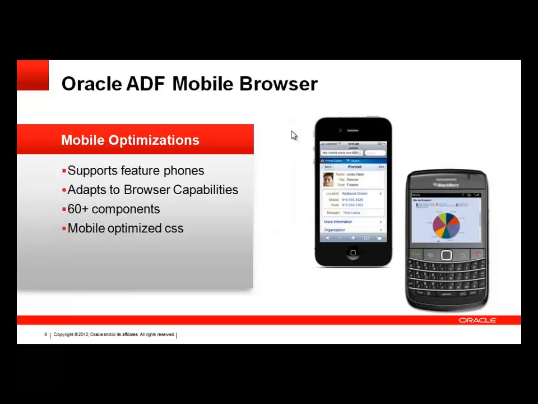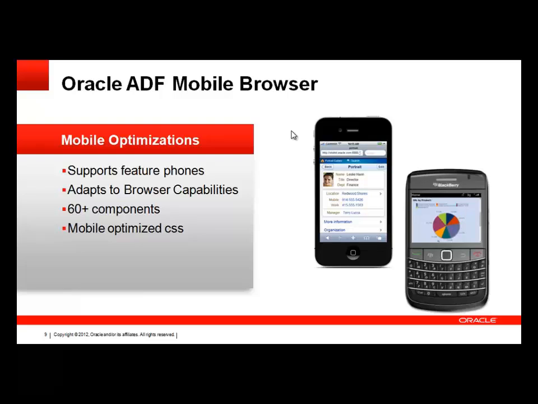Oracle ADF Mobile Browser is based on the Trinidad set of components along with some specific mobile rendering capabilities. The nice thing about those components is that they support smartphones and modern devices as well as older phones and feature phones. They are able to adapt to the browser capabilities of each device. So if you're running them on an older device, we will still be able to render the user interface, even though some of the functionality might not be as rich as if you're running on a more modern device.